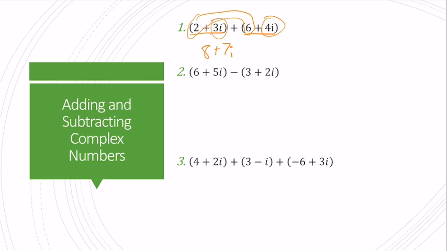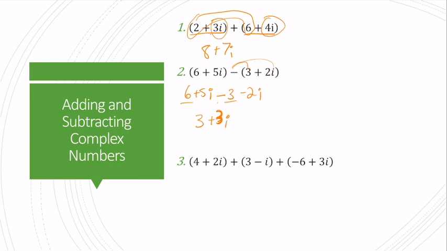So in example 2 here, I'm going to have to make sure I distribute this negative. So I have 6 plus 5i minus 3 minus 2i. Combining like terms would give me 3 plus 3i. And there's no need to factor a 3 out of this. We're really just practicing adding and subtracting complex numbers. We don't need to factor at this time.